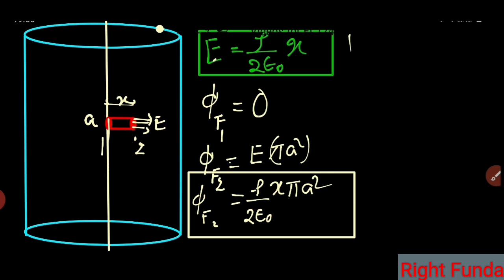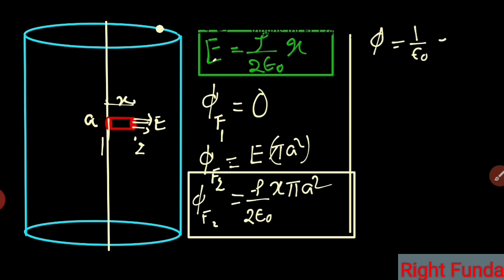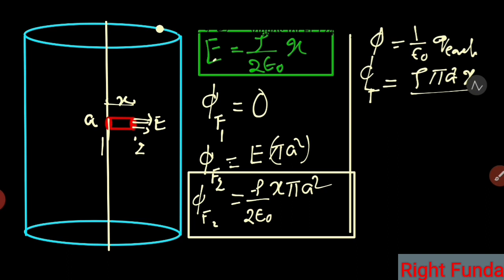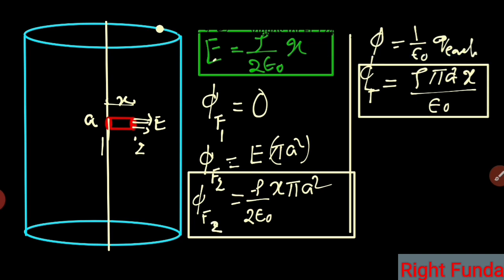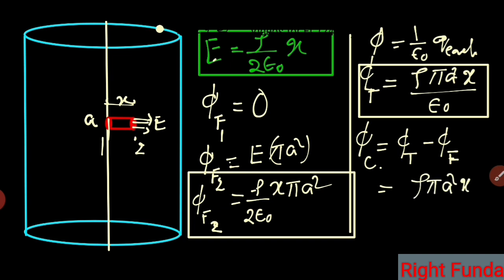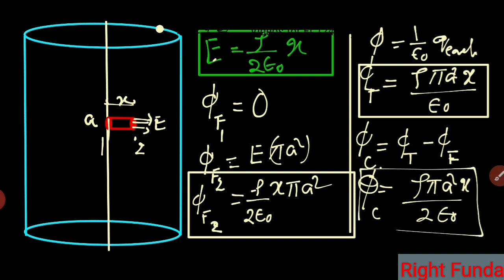Now, to find the flux through all the surfaces, by Gauss law, the flux through all the surfaces is equal to 1 by epsilon naught into Q enclosed. So total flux will be rho times volume, pi A square into x, by epsilon naught. This is the flux through the whole of the surfaces, and this is the flux through the two flat surfaces. To find the flux through the curved surface, it will be the flux through all surfaces minus the flux through the flat surfaces. If you substitute, this one is half of that, so it is equal to rho pi A square x by 2 epsilon naught, the total flux through the curved surface of the considered cylinder.